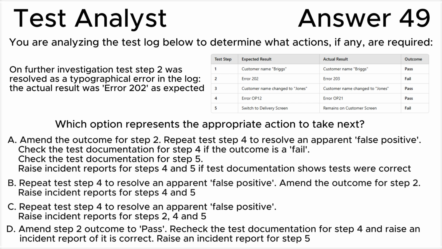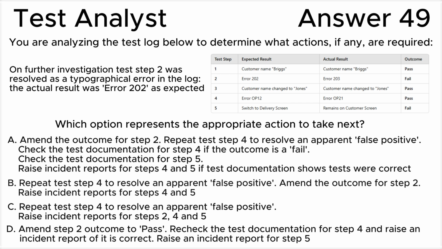Step 4. Error OP12 expected. Error OP21 received, marked as pass. There is a mismatch in expected versus actual results, but it was marked as pass. Since step 2 had a typo, it is possible step 4 also had a typo. Action: repeat step 4 to confirm if it is a false positive. If the outcome is still incorrect, check the test documentation to verify expected behavior.